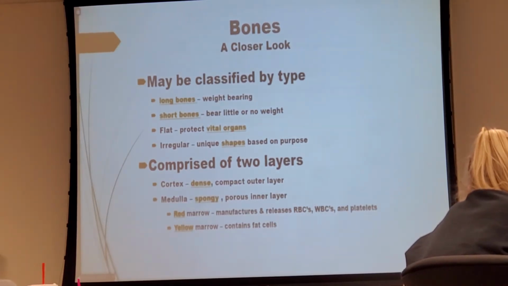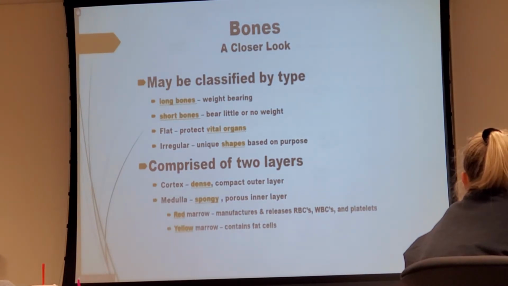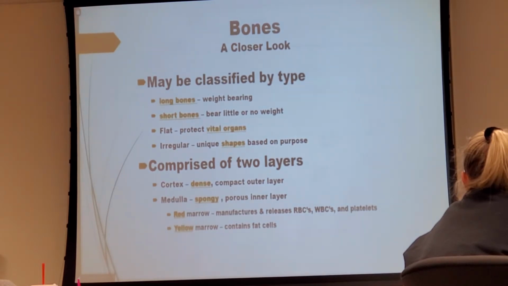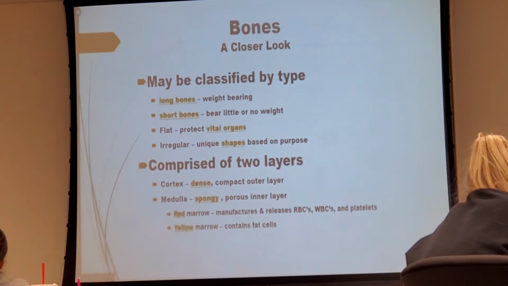Next, we have flat bones, which protect our vital organs. Stillwater, example of a flat bone that would protect something? Sternum is a good example, yes. It's a flat bone that protects the vital organ. And then we have irregular bones, which are uniquely shaped based on their purpose. Those can be things like the little bitty bones in the inner ear that have a very specific shape, so they can do what they're supposed to do.